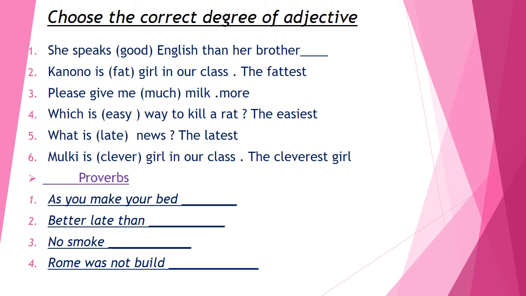Class 5, a rat is very difficult to kill. Now we look for ways. So we say, which is the easiest way to kill a rat? The easiest way. We had the adjective easy. Superlative, which is the easiest way to kill a rat?